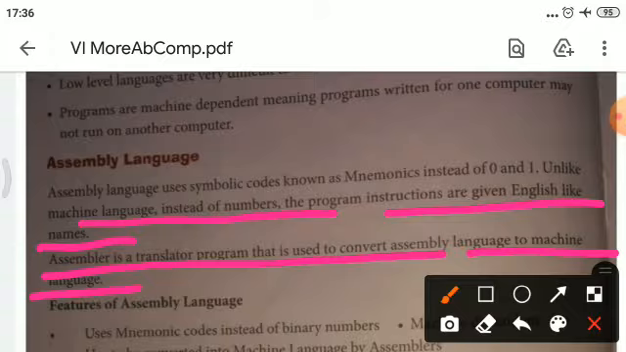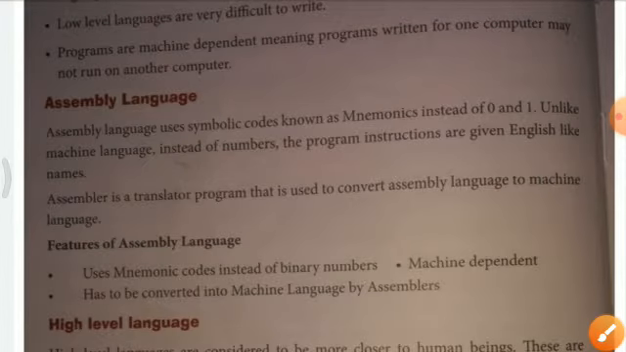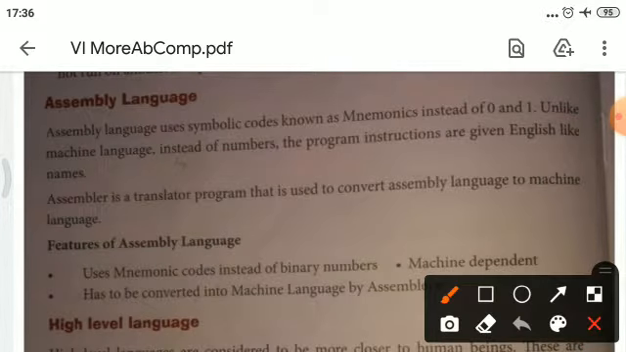Okay, students, you should keep in mind: symbolic codes are used in which language? Assembly language. And in assembly language programs, instructions are given in English like names. Okay, students, and assembler is a language translator that is used to convert assembly language to machine language.